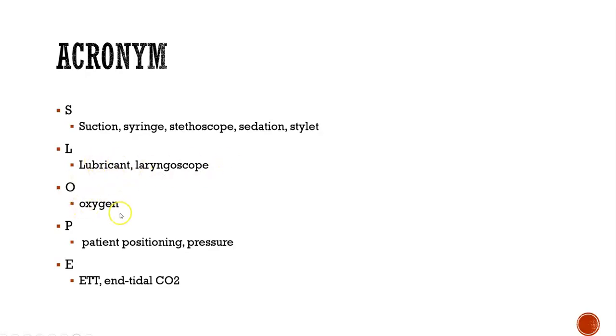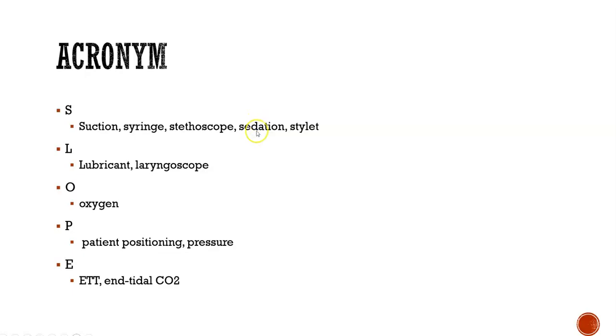Lubricant, laryngoscope, we need oxygen, patient positioning and pressure, and then the ET tube and our end-tidal CO2. So that end-tidal CO2 is going to tell us if we're in the right spot or not. Suction, obviously, because if they have a bunch of secretions in their airway, we need to get that out. We need a syringe to inflate the bulb or the cuff of the ET tube. Stethoscope to listen, make sure we're in the right spot.